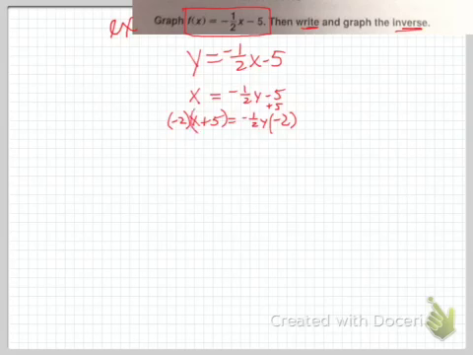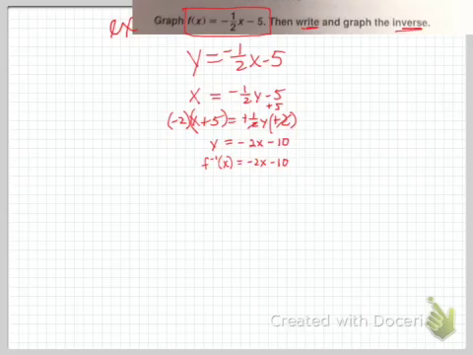We're on step 3. So in order to get rid of that fraction, I'm going to multiply by negative 2. And all of that cancels, and I'm left with y equals negative 2x minus 10, distributing that to both sides. And my final step is to rewrite it as f to the minus 1, or the inverse of f of x. Now we're going to graph both of these. I'll have to remind you how to graph tomorrow.